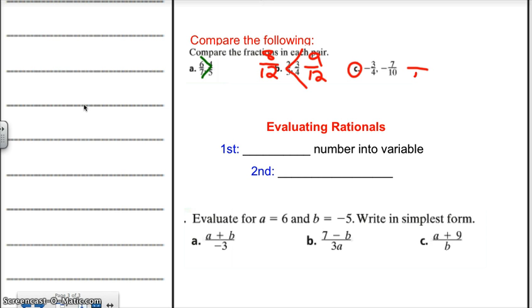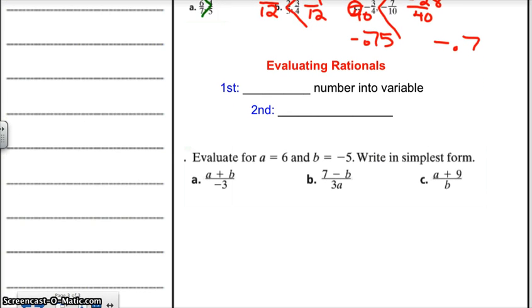And here I'm going to choose 40. We get -30 and -28. That is smaller, right? If you think about 3/4 is -0.75 and 7/10 is a -0.7, the bigger the negative, the smaller it is. Okay?